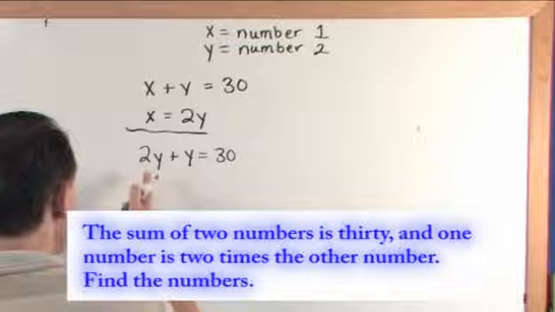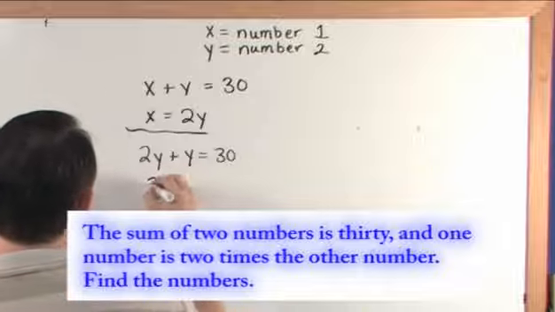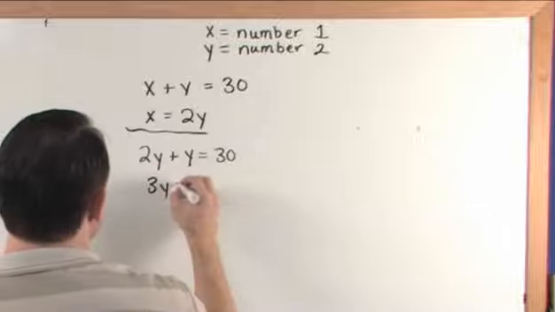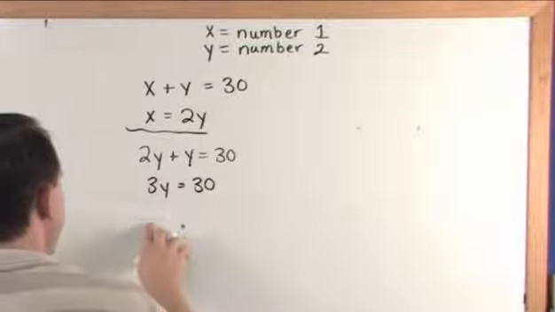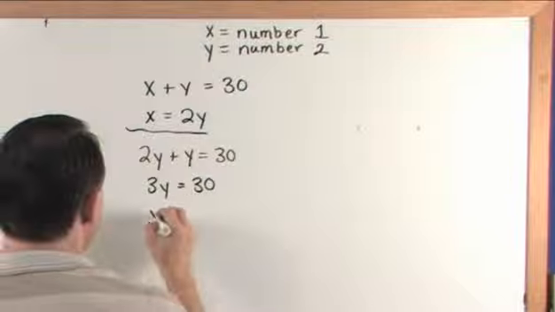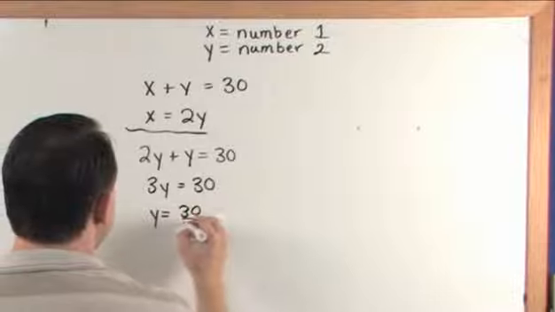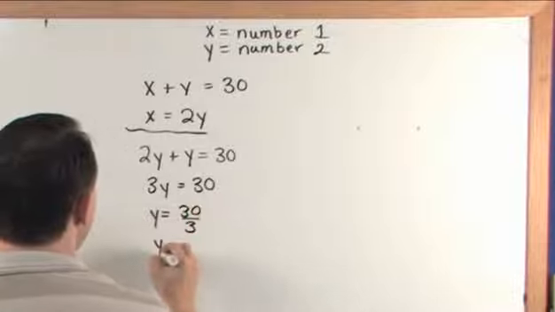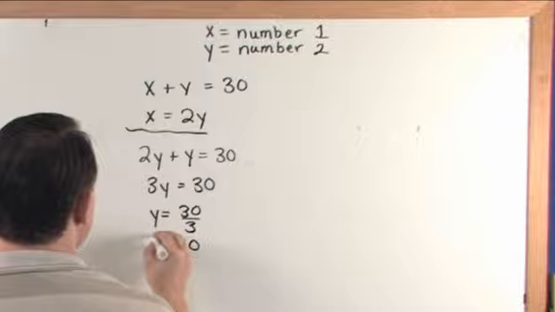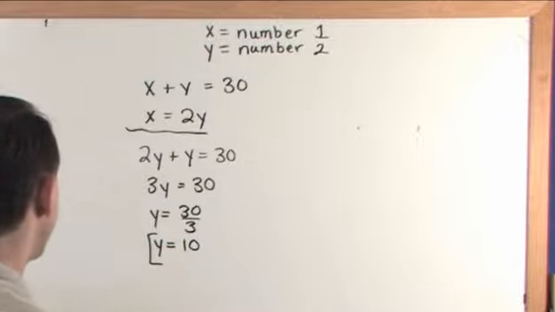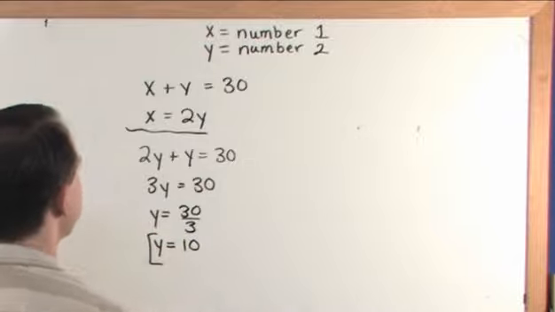We're substituting. 2y plus y, just add them together. 3y is equal to 30. And then to solve this equation for y, we just divide both sides by 3. So it's 30 divided by 3. So y is equal to 10. Okay, we are halfway there. We have found one of the numbers, which is 10.